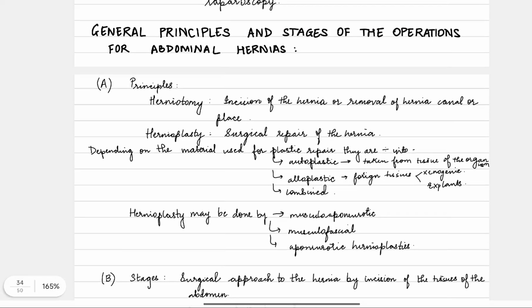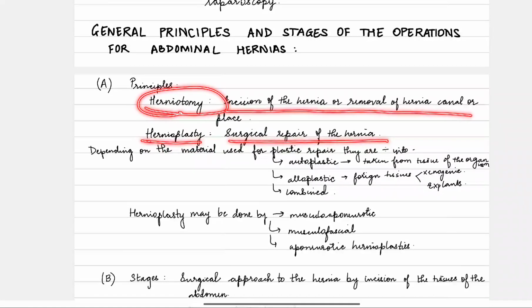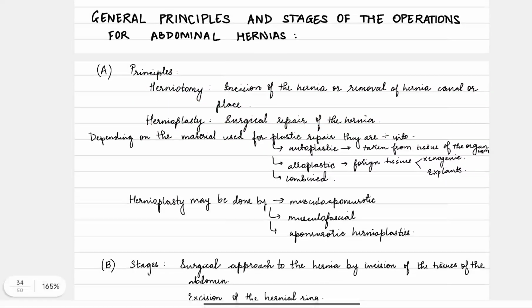Now we move on to the stages of the operation for abdominal hernia. What are the first principles? Herniotomy, incision of the hernia, removal of hernia canal or sac. Hernioplasty, surgical repair of the hernia. Herniotomy is removal. Plasty is surgical repair.